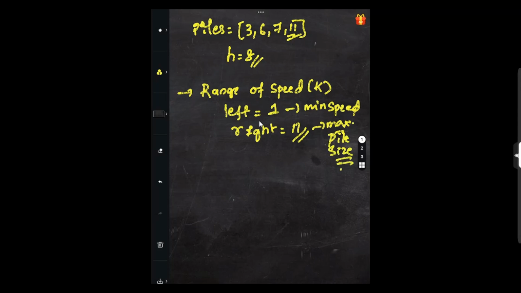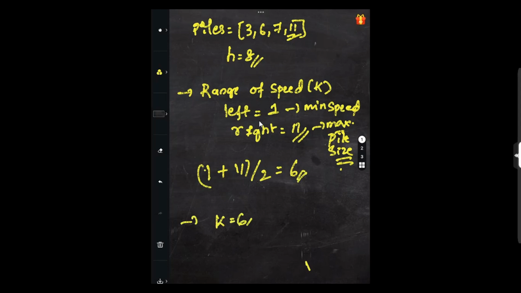So, the initial k, nothing but the speed to check here, we have the formula mid, nothing but left plus right by 2. According to the example, we will start the binary search from 1 to 11, right? So this will be 1 plus 11 by 2, nothing but 12 by 2, we get 6 as the answer here. So, step 2, let's check the hours for k equals 6.